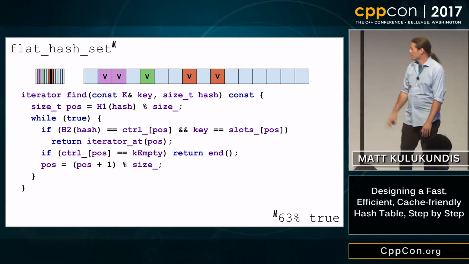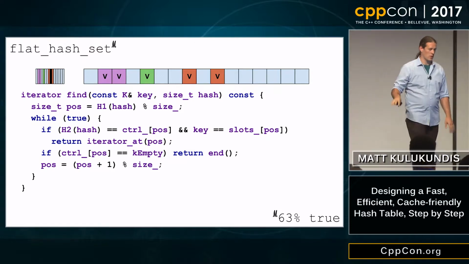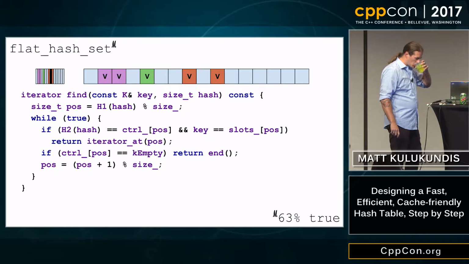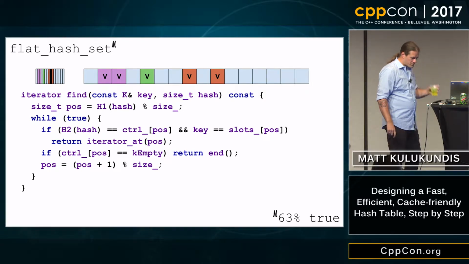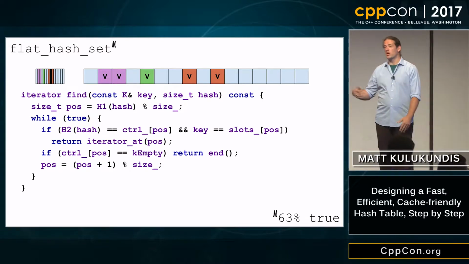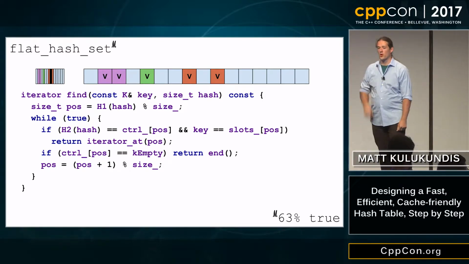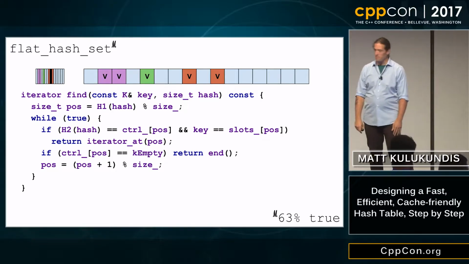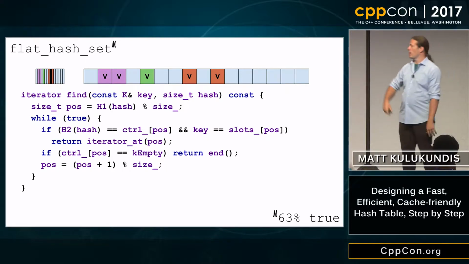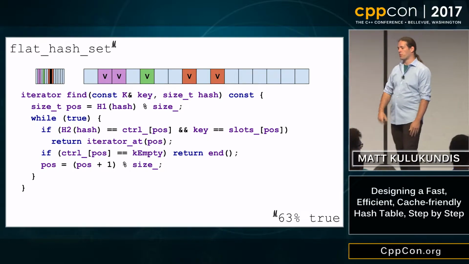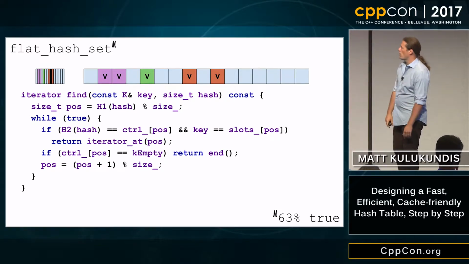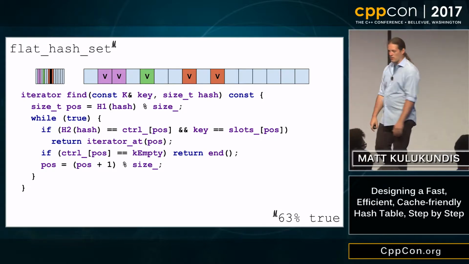So that's find. I'll give you a few moments, not minutes, to read the code. So it still does probing, but as you saw, most of the probing happens in the control bytes. And that means it all happens really dense in L1 cache. We can handle really large probe chains before we need to fetch another L1 cache line, which is kind of awesome. But I wonder if we can do something better.